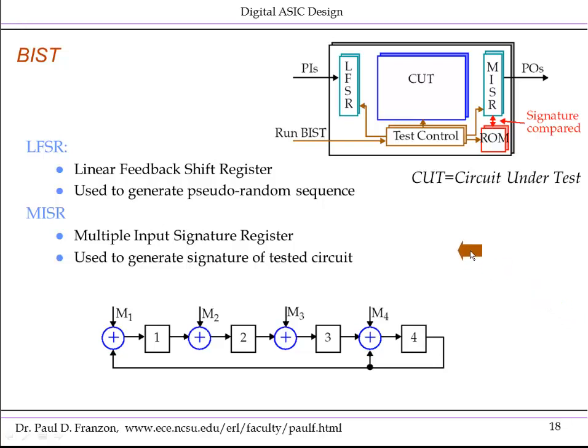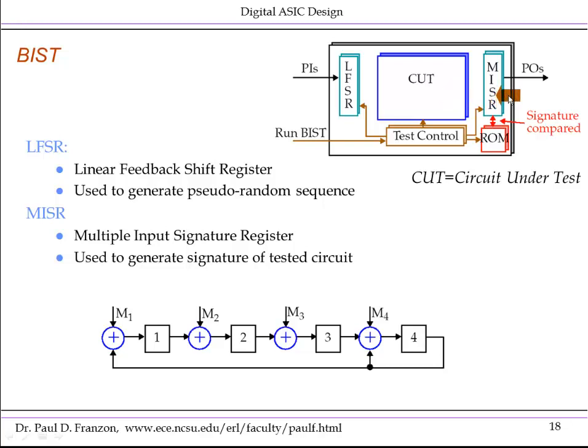So the basic idea is for each circuit under test, each combinational logic block, CUT stands for circuit under test, we have an LFSR that is generating a pseudo-random sequence. And it's run long enough, through some CAD tool calculation, to get a 99% fault coverage.